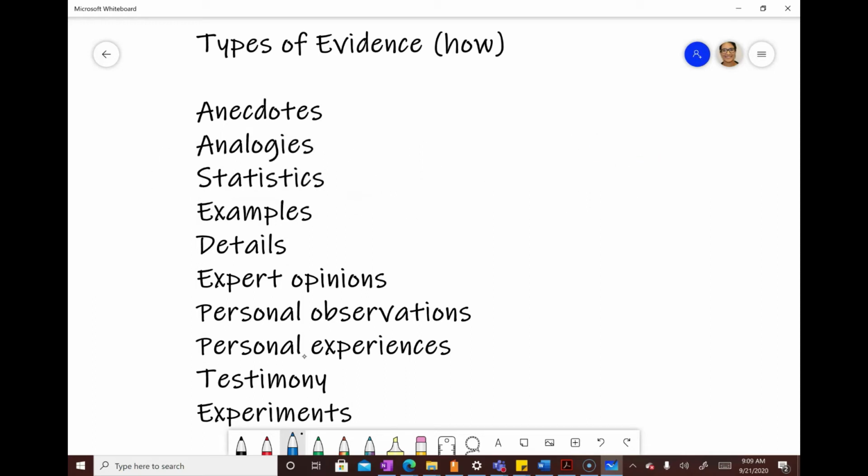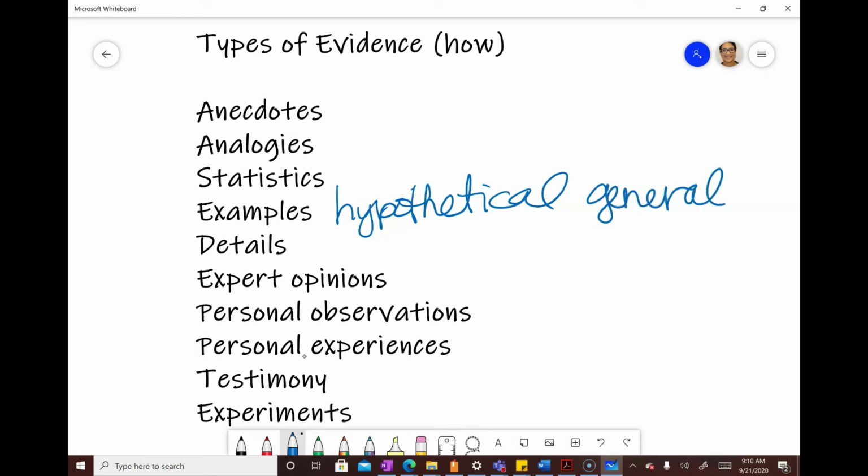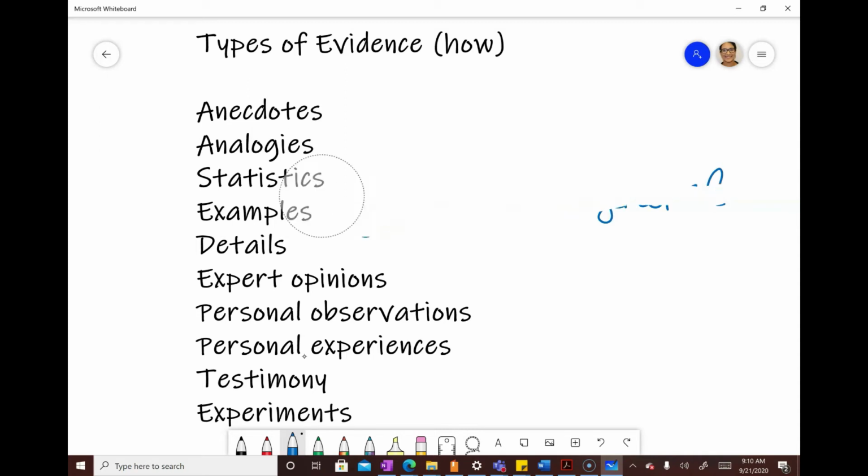Now, examples are just that, an example. Sometimes they're hypothetical, and sometimes they are not hypothetical, but a general understanding. So some sort of general example that many of us can relate to. So an example could be attending kindergarten. Many of us can relate to that. Managing our time and feeling overwhelmed. Many of us can relate to that.